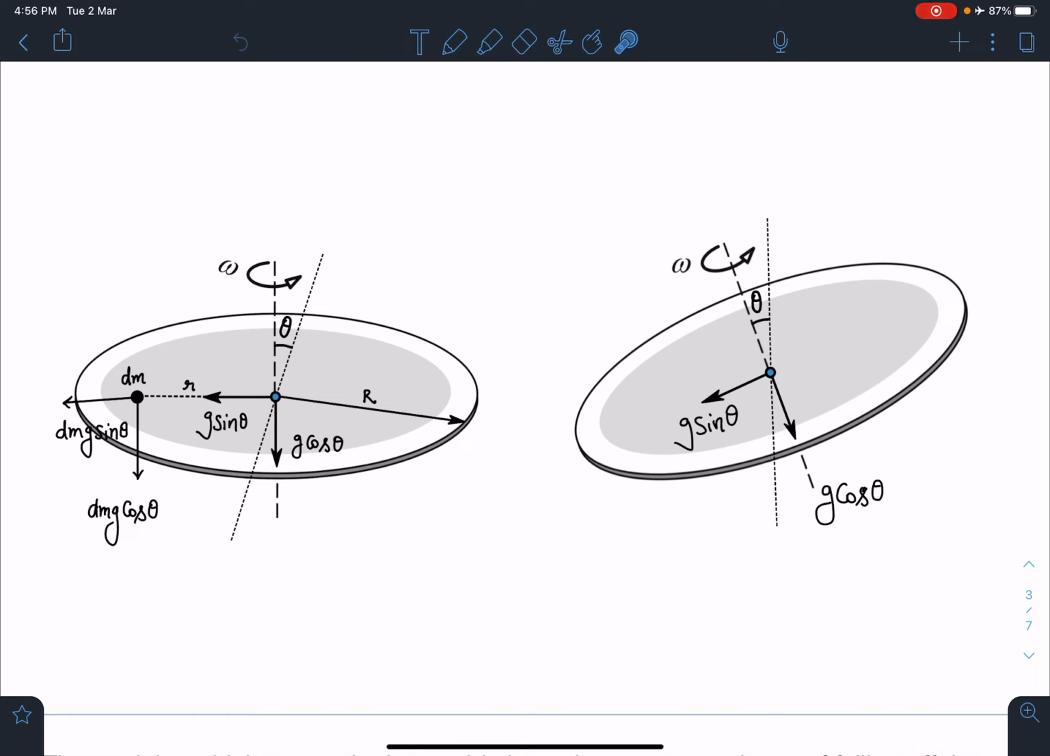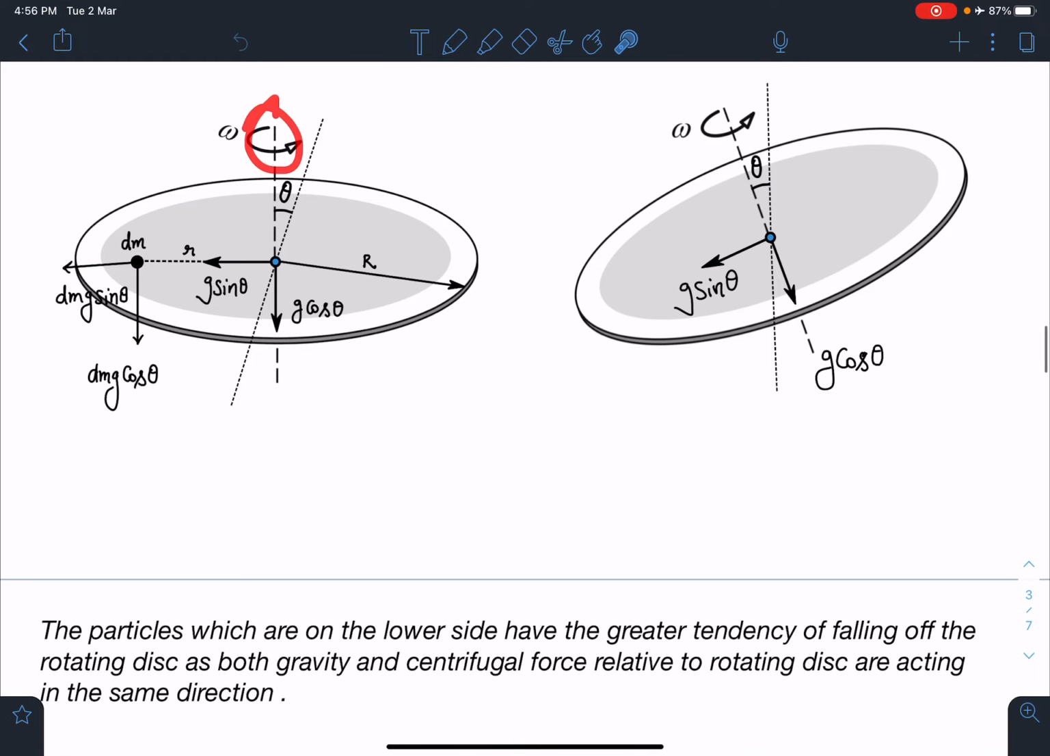So let's consider a particle of some mass dm. It is the sand particle. Now if you see, there are two forces here. Due to gravity, its weight, you can say dm g sine theta and dm g cos theta, which are acting here. Now let's observe this particle from the rotating frame in the next diagram.